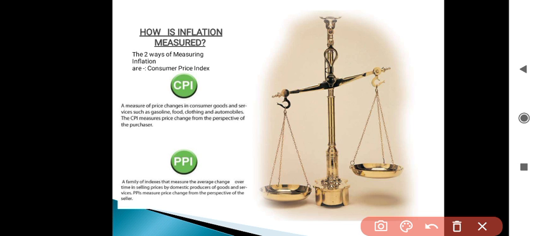How is inflation measured? The two ways of measuring inflation are, first, the consumer price index, that is called CPI. What is CPI? A measure of price change in consumer goods and services such as gasoline, food, clothing, and automobiles. The CPI measures price change from the perspective of the purchaser. Second is PPI, a family of indexes that measures the average change over time in selling prices by domestic producers of goods and services. PPI measures price change from the perspective of the seller.